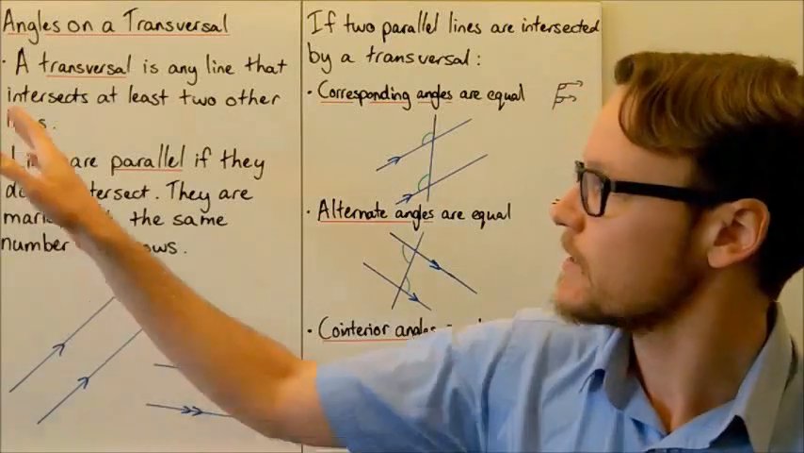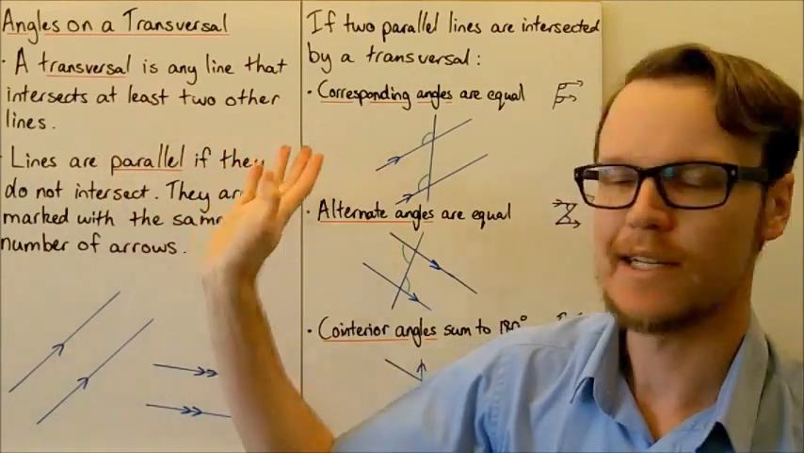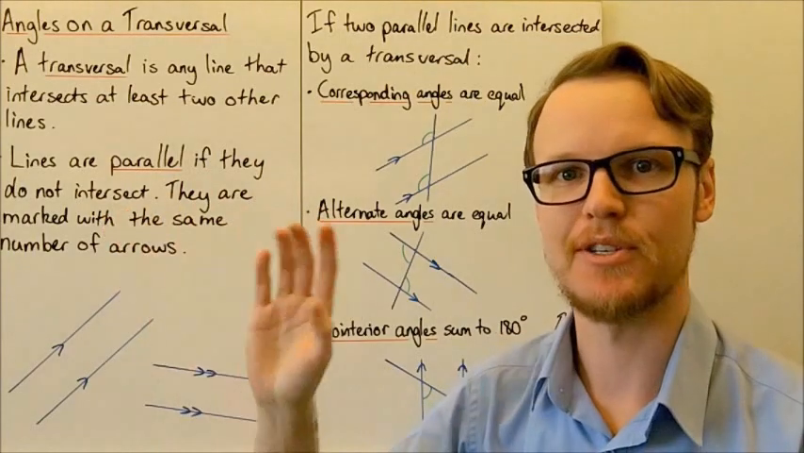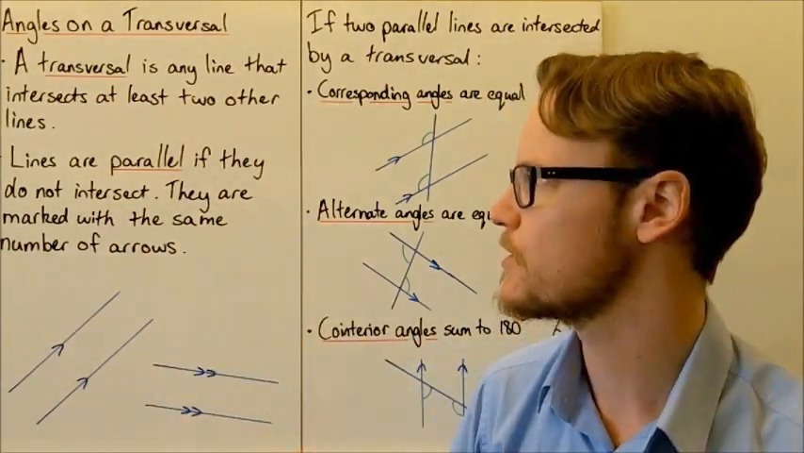Today we're going to look at angles on a transversal. A transversal is any line that intersects at least two other lines. That is, it crosses those lines. So it crosses two or more other lines.